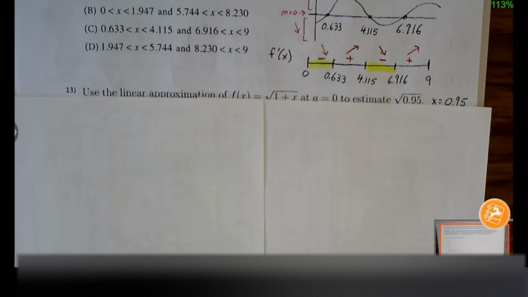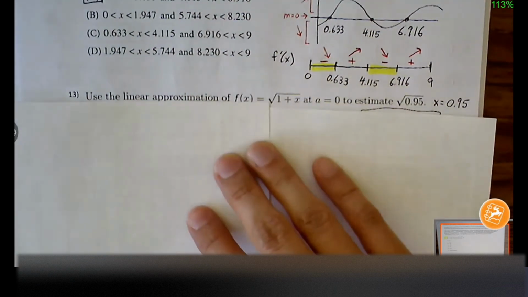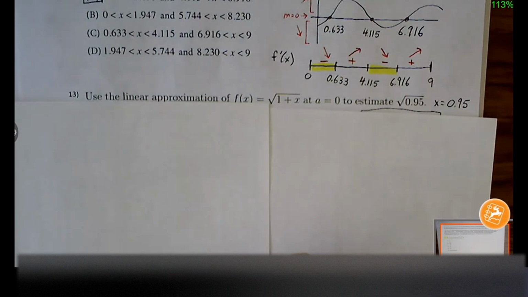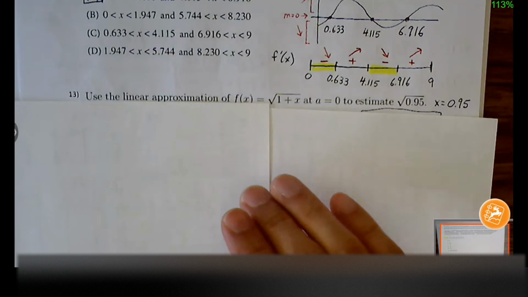Would the zero be the y value? Yeah, I let that zero be the y value there. Oh, sorry, the zero. I let the zero be the x value. Yeah, x value.